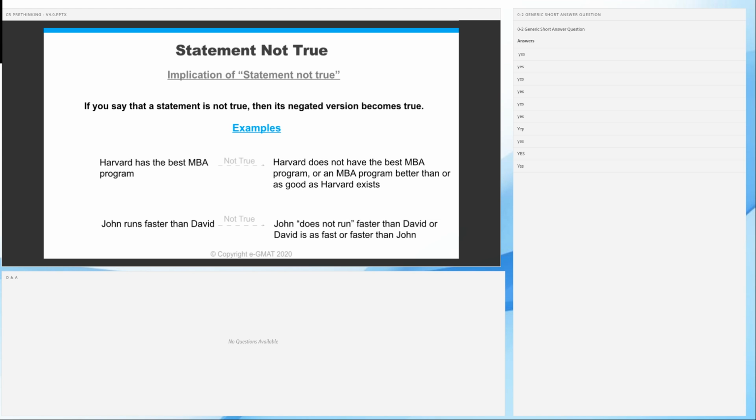John runs faster than David. When you say that's not true, essentially what you're really saying is that David is just as fast as John, or David could even be faster than John. So this is really essential. When you say something's not must be true, you're essentially saying something else is true, or the possibility of something else being true as well.